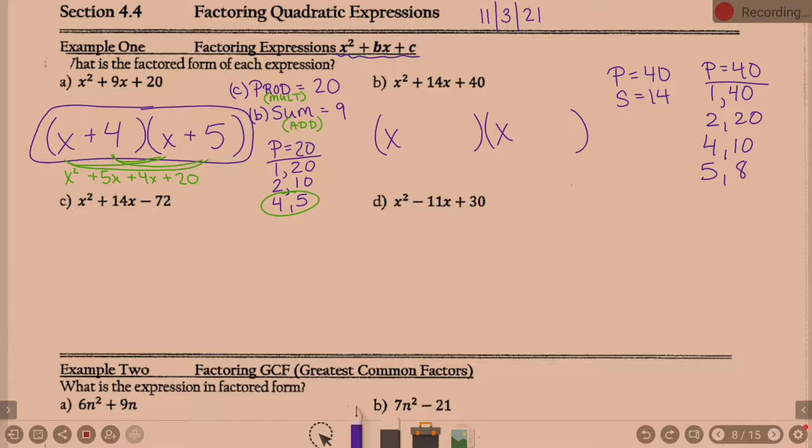Now, again, you don't always have to make a list. Did we come up with a pair that works? Yeah, 4 and 10. You want 4 and 10 or 10 and 4? Does it matter? It doesn't matter. If it multiplies to be positive and adds to be positive, both signs are positive.